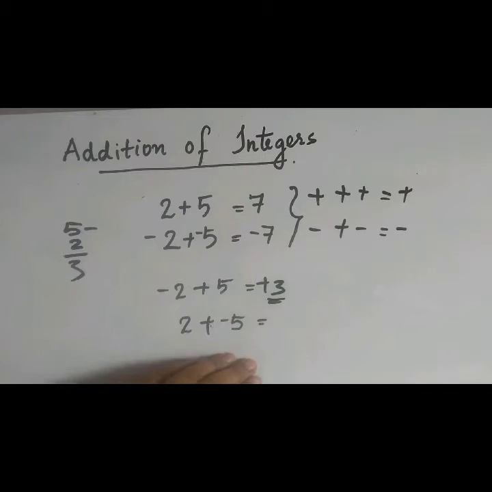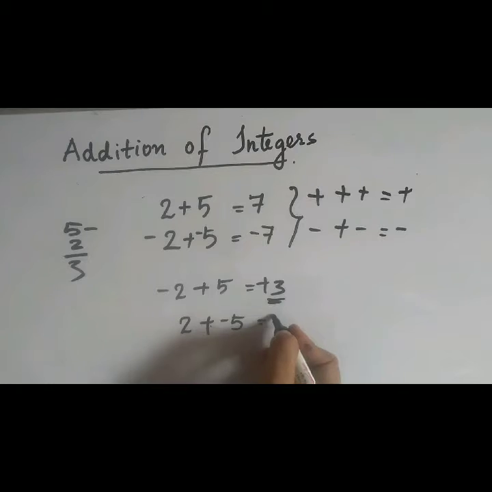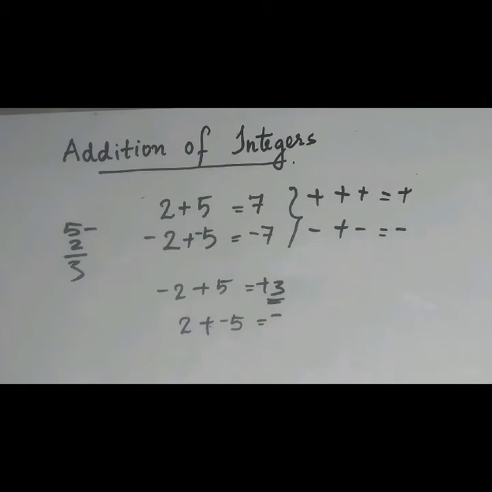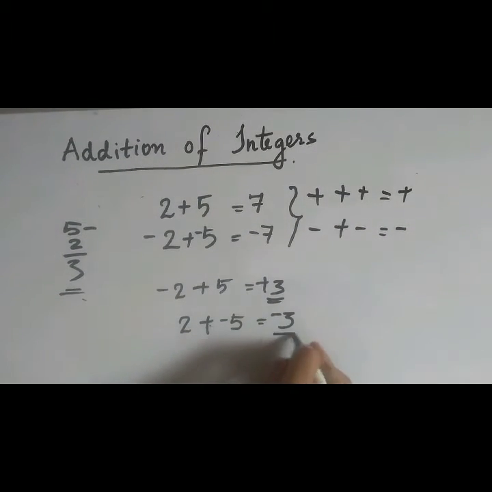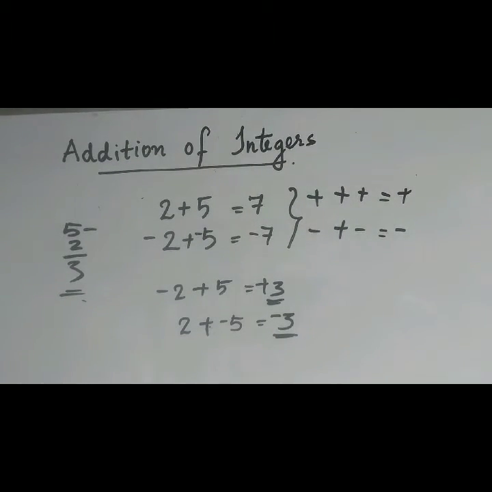For the next example, 5 plus negative 2 is not it; take 2 plus negative 5. Which is the greater digit, 5 or 2? 5. The sign of 5 is negative, so the answer will also be negative. Now you need to subtract 2 from 5. 5 minus 2 is equal to 3. So the answer is negative 3. Here the rule is that the result will take the sign of the greater number, and you have to subtract the smaller number from the greater number.